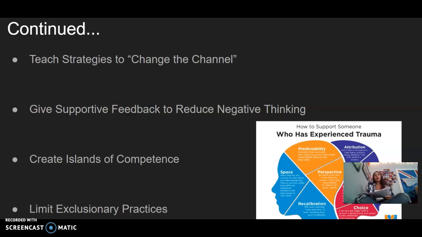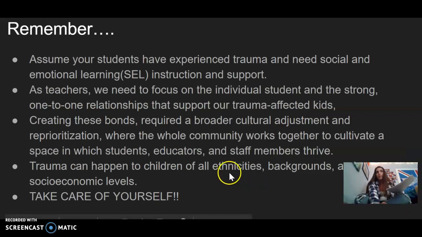And then limiting exclusionary practices. Respond to their anger by validating their feelings. So if they act out and a chair is thrown, maybe that's very severe, I know, but it's a possibility in classrooms. Maybe come towards them with "I'm sorry you are upset, I see that you're angry," instead of yelling, because that could trigger traumatic memories for them, and it's only going to hurt them even more in the long run.